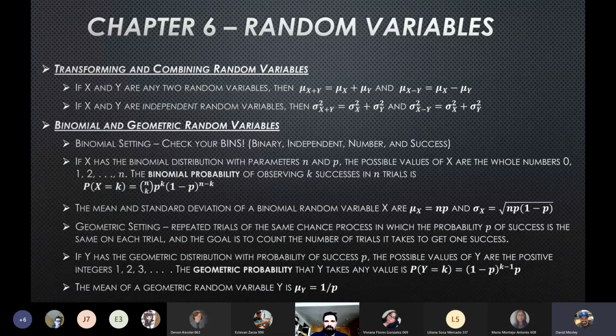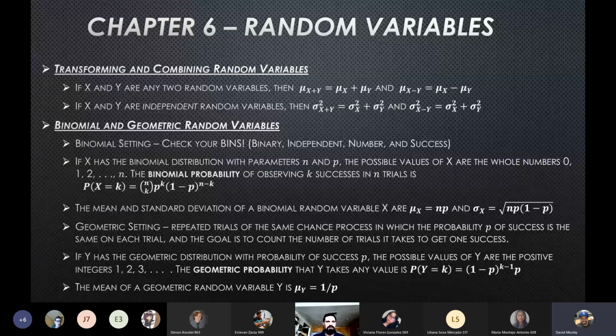We can also have binomial and geometric random variables, right? If we're doing a binomial random variable, we must check that we have a binomial setting, meaning you've got to check your bins. Is it binary? Are we either successful or fail? Is it independent? Does knowing one event's outcome affect the next one? Does one trial change the probability of success in the next trial? Number. There needs to be a fixed number of trials in this setting, and the probability of success must be the same for each trial or each thing that's happening.